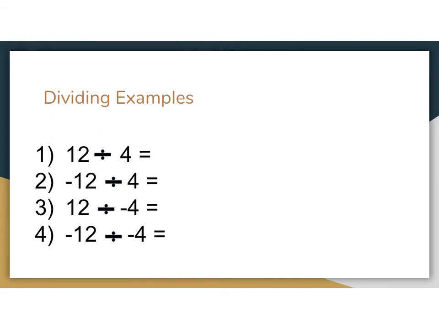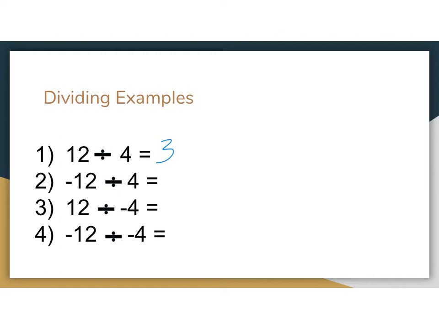To our dividing examples. Just like with multiplying, I did use the exact same numbers, so we can just pay attention to our signs. Number 1, I have 12 divided by 4. 12 divided by 4 is 3. Those are the same sign. They're both positive, so my answer is positive.